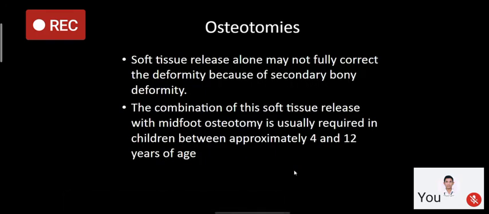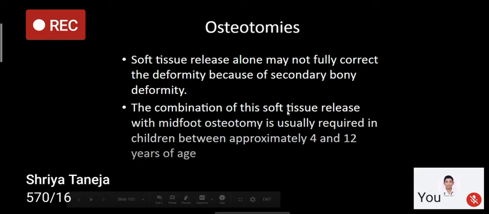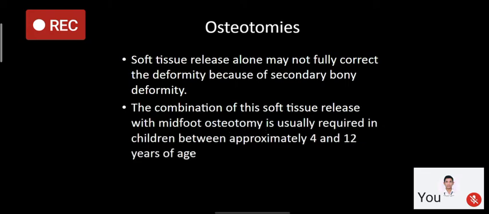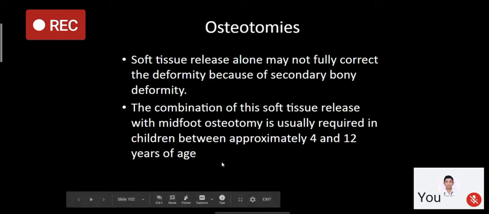Then when growth changes have developed into the bony segment of the foot, soft tissue alone may not fully correct the deformities. Then we have to go for bony procedure also, as secondary change in bone morphology has taken place. So we have to use the combination of soft tissue release with midfoot osteotomies. That is required in a child between 5 years to 12 years of age.